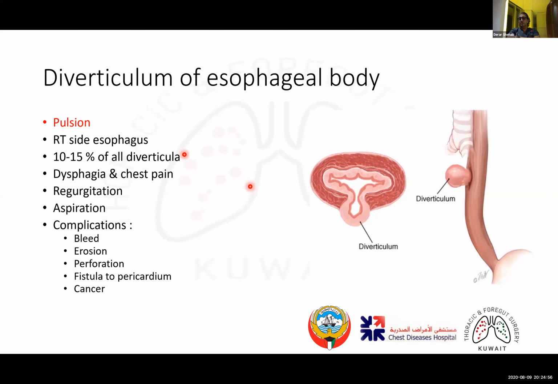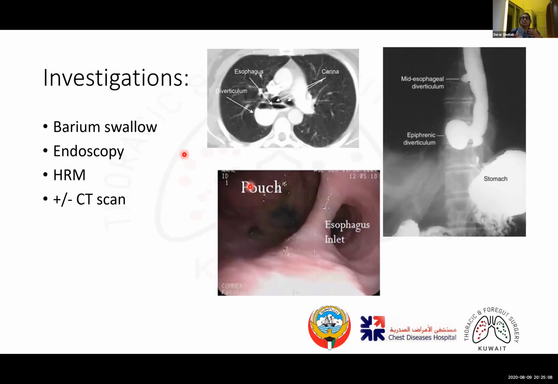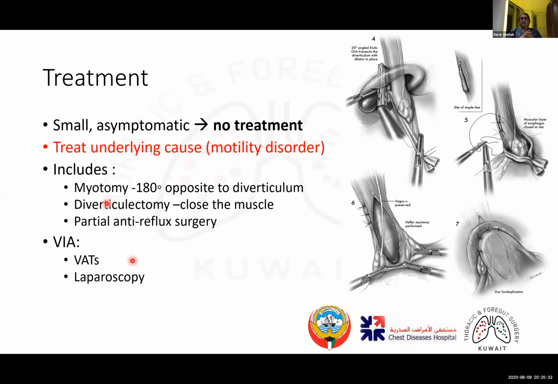The thing about diverticulum of the body, or epiphrenic diverticulum, is that two-thirds of the time there is an underlying esophageal motility disorder. Investigation-wise, it is more or less the same as Zenker's diverticulum, but here I emphasize high-resolution manometry, because you would like to rule out an underlying motility disorder so that you can map and plan your surgery accordingly.